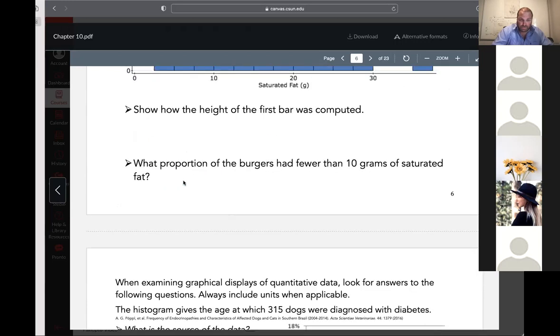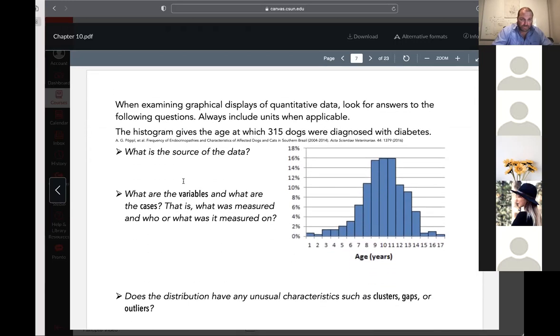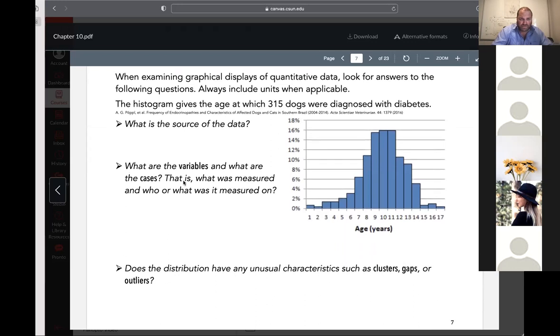Yes, no? Yes. Okay. So when examining graphical displays of quantitative data, look for the answers to the following questions. Okay, so here's an example. The histogram gives the age at which 315 dogs were diagnosed with diabetes. So first, what is the source of the data? Where's the data coming from? Where's the information coming from?